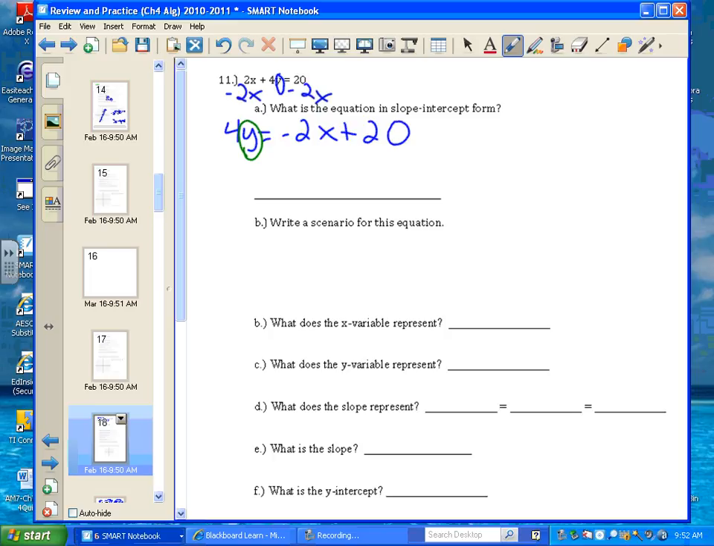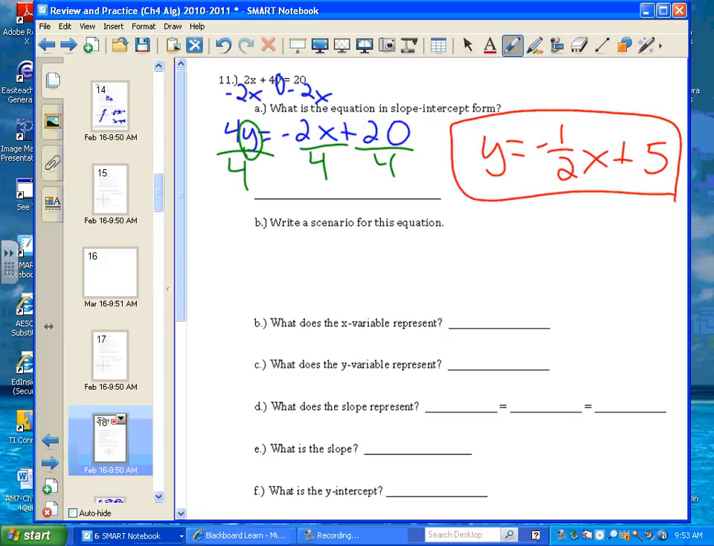Ryan, how do we get rid of the 4? Good. So now we need to divide everything by 4. Sally, what's our slope-intercept form equation going to be? Good job. Y equals -1/2 x plus 5.